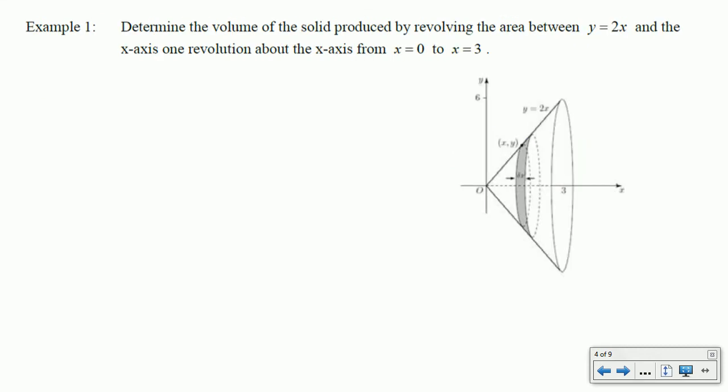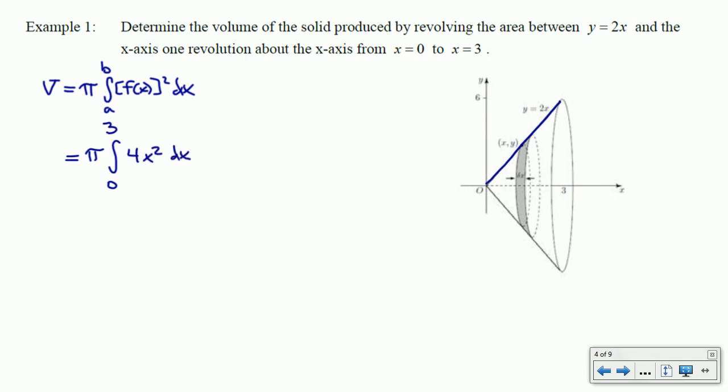So in this first example, we need to determine the volume of the solid produced by revolving the area between y equals 2x and the x-axis, one revolution about the x-axis, from x equals 0 to x equals 3. So we can use the formula we just determined, volume equals pi times the integral from a to b of f of x squared dx. F of x in this case is 2x, so we make that substitution into this formula. The integral goes from 0 to 3, and 2x all squared would be 4x squared dx.